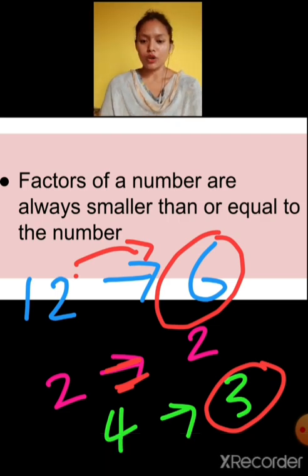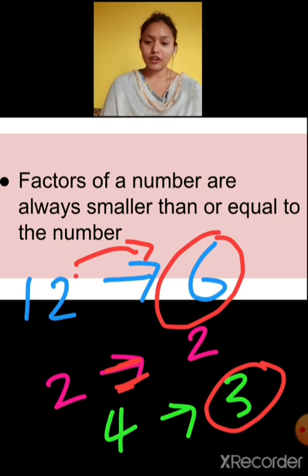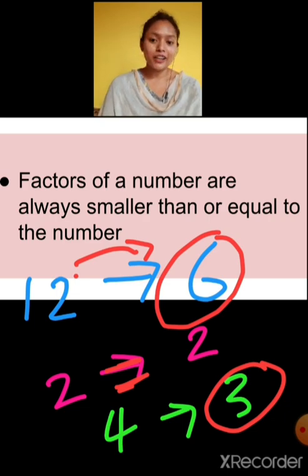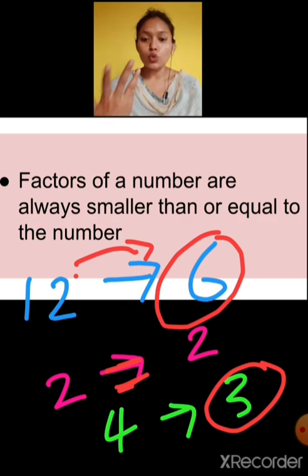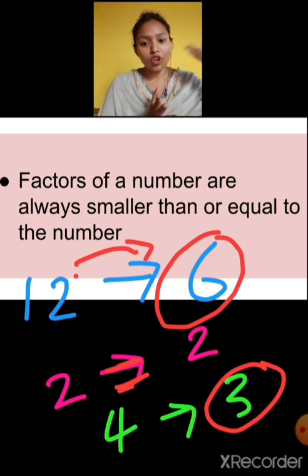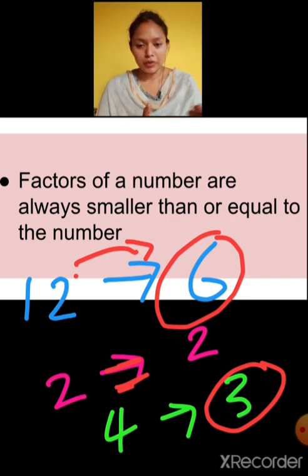So this is what this point is all about: the factors of a number are equal to or smaller than the number. They cannot be greater than the number. It is not possible that 12 will have 13 factors, or that 2 will have 3 factors, 4 will have 9 factors, or 10 will have 11 factors. The number of factors cannot exceed the limit of the number. Factors will be equal to or less than the number.